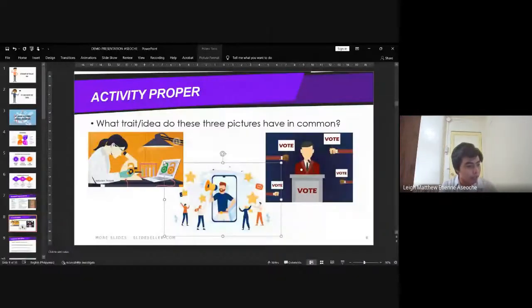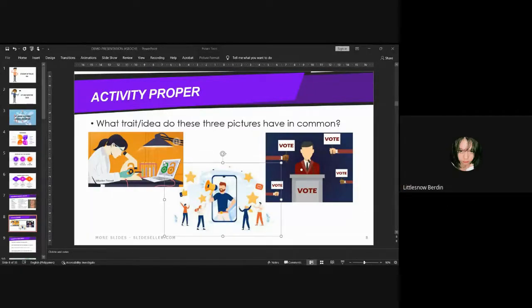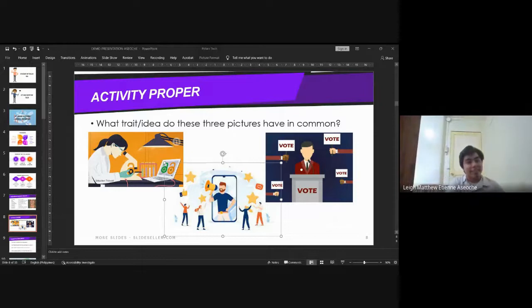Okay, yes, Miss Berdin, what are your thoughts about the three pictures? To have knowledge and begin to understand the complexities of various issues. Okay, very good. That's a nice answer. So it's something about the search of knowledge and understanding different issues in society. Very good, Miss Berdin. What about the others? Do others have maybe similar thoughts or different thoughts? Please feel free to give your insights about these pictures.